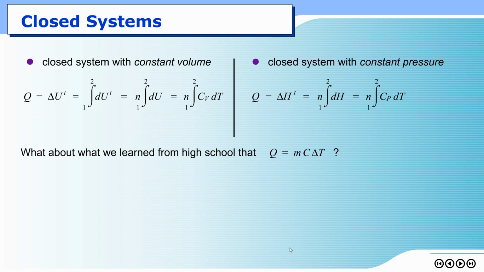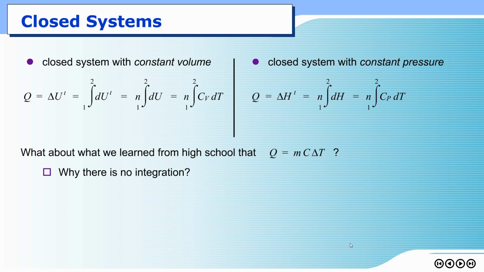What about what we learned from high school? In high school, we used this simple equation: heat would equal mc delta T. But right now in thermodynamics, we have two equations: Q equals n integral of Cv dT, and n integral of Cp dT. Are they different? Are they the same? How can we relate them together?